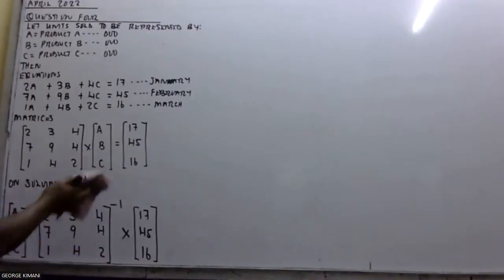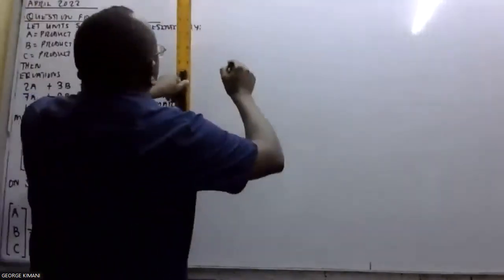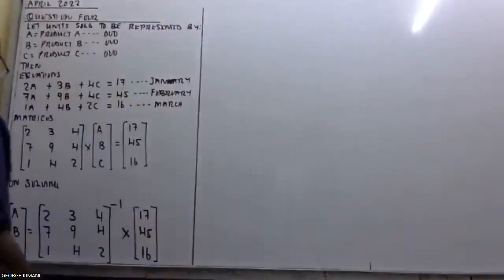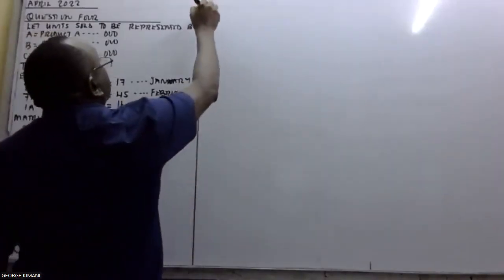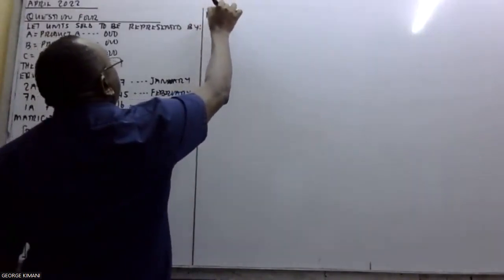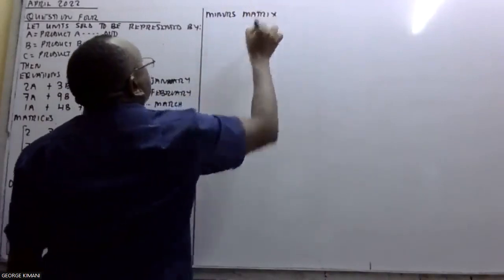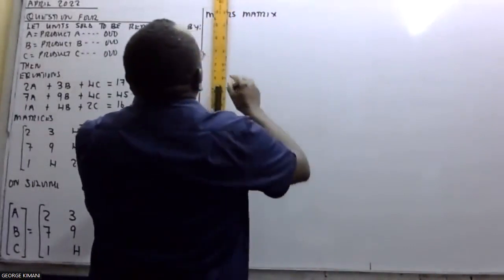So with that, we proceed and prepare what we call the minus matrix, because it's a 3 by 3.